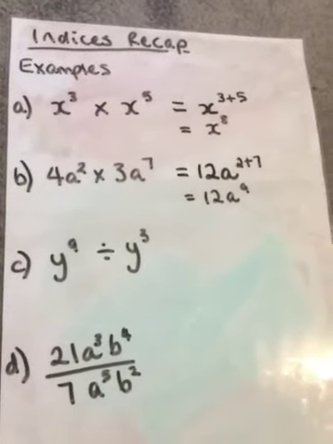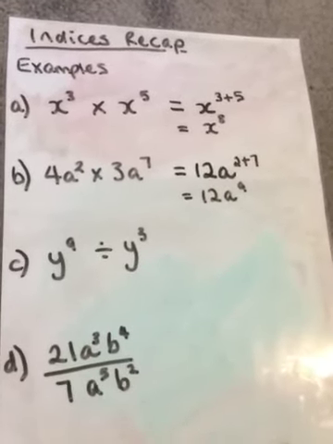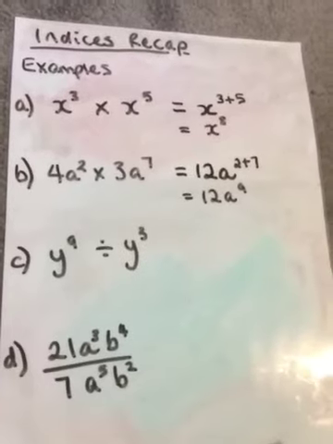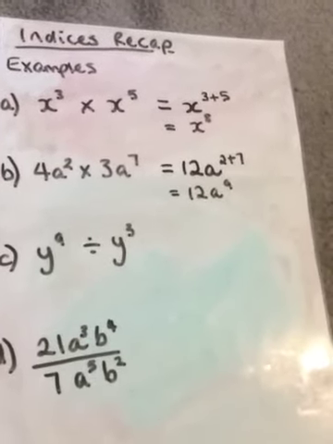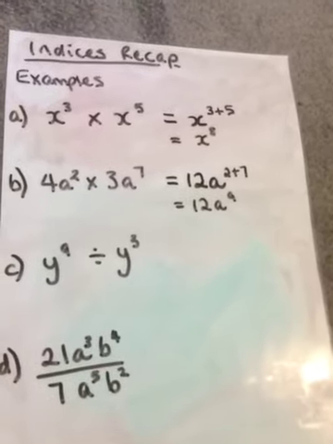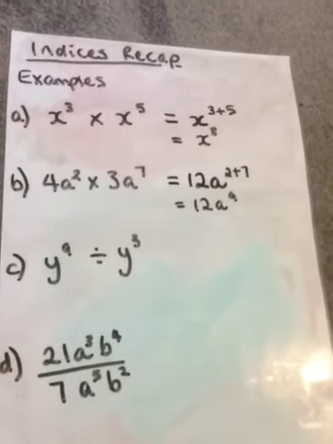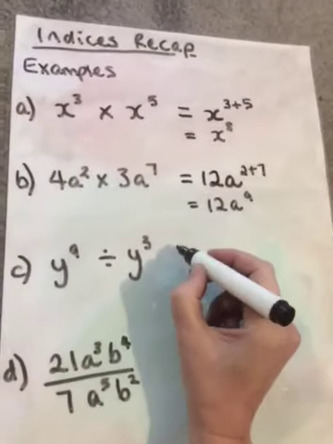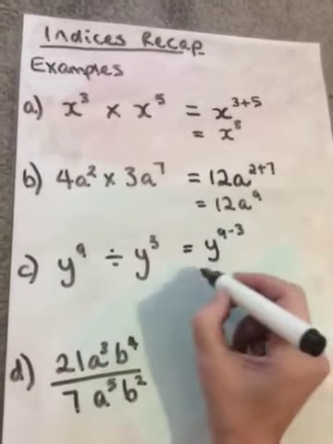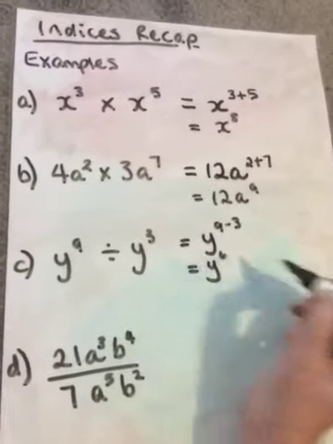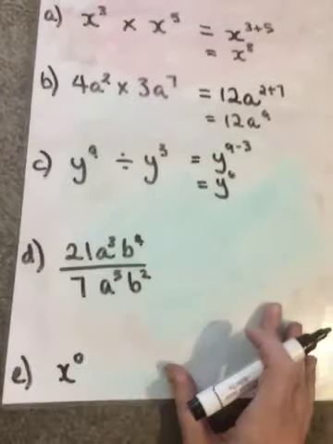Rule 2 says that if we're dividing indices, so either written out like this, y to the power of 9 divided by y cubed, or with a fraction line in between it, that we subtract, not divide the indices. So we're going to say that this is y to the 9 take away 3, and so our final answer will be y to the power of 6.